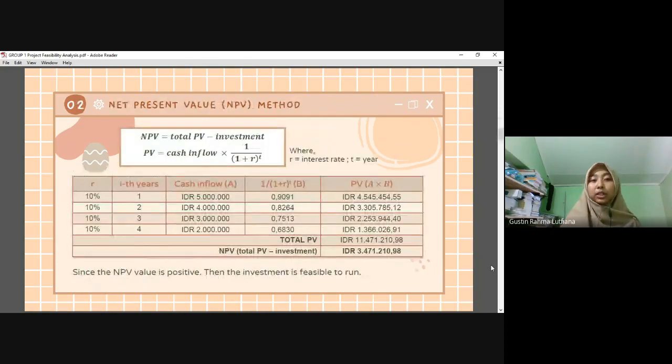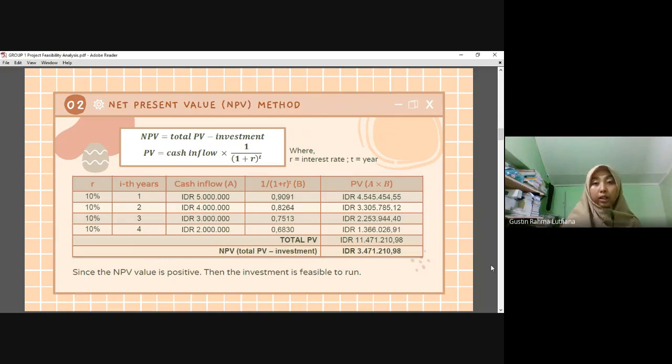And the second method is the net present value or NPV method. The formula of NPV is total PV minus investment, where PV is cash inflow times 1 over 1 plus R powered by T, where R is the interest rate and T is the year. So the calculation table is shown below.